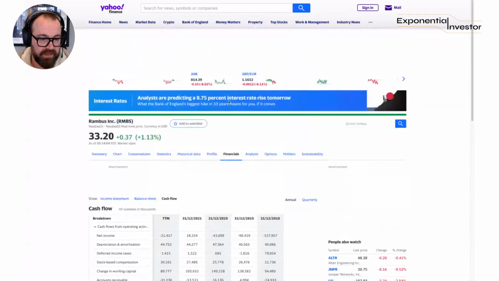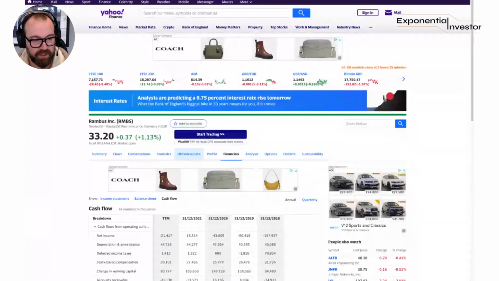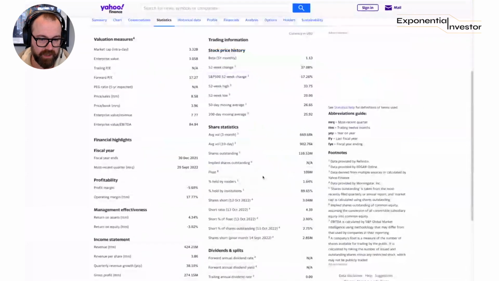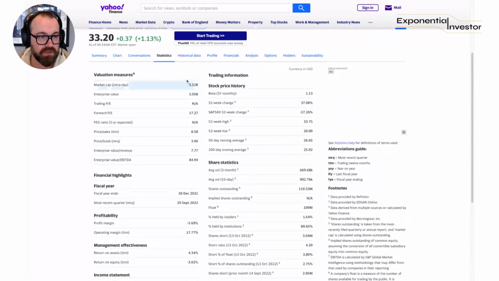There's lots more information. There's historical data, so you can go back and look at the daily share price movement. You can look at different ratios around the statistics. There's more data around the float, average volume, return on assets, forward dividend rates or yields if applicable, which in this case it's not, net income, earnings per share, loads and loads of data.